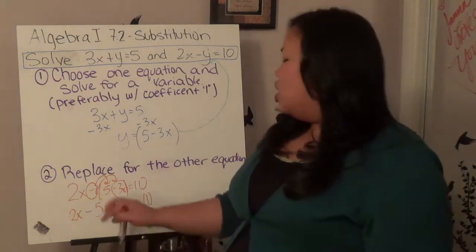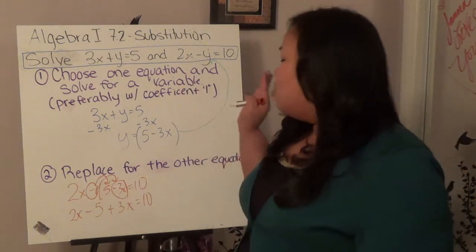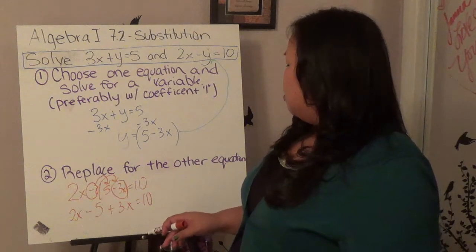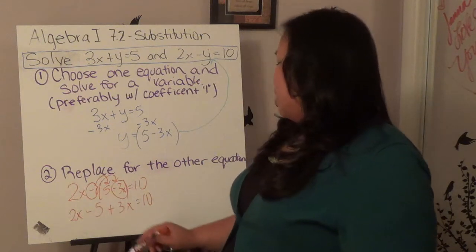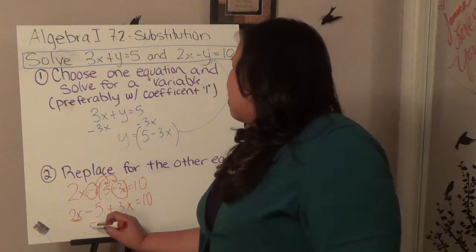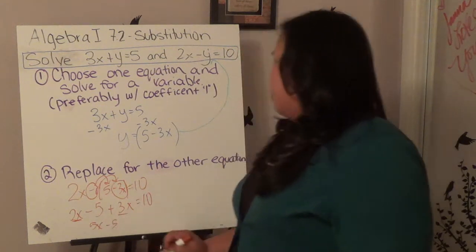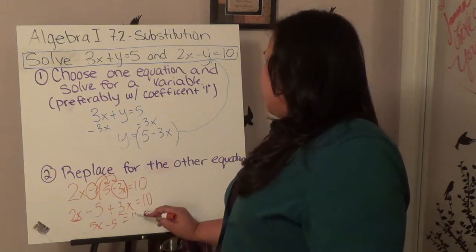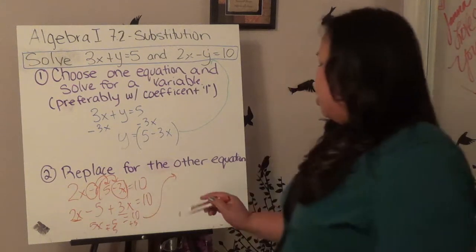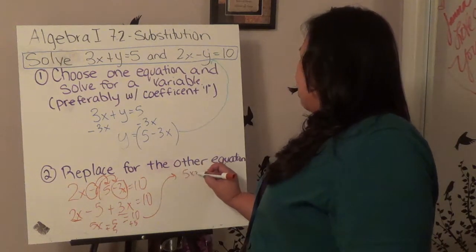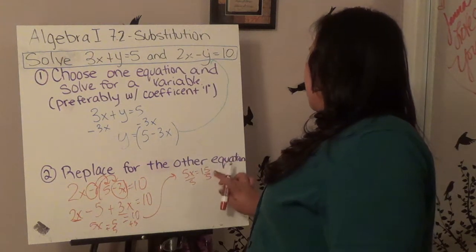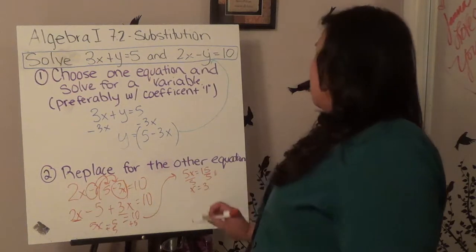Then I'm going to combine. Right now I'm just solving. Once I figure it out, then I'm going to solve, okay? So I'm going to do 2x minus 5. So I'm going to combine like terms. So 2x plus 3x is 5x minus 5 equals 10. Then I'm going to add 5 to both sides. I end up with 5x equals 15. Divide both sides by 5. I end up with x equals 3.